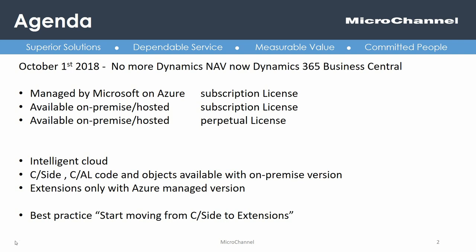And the other thing that will be of interest to NAV clients is that the on-prem version still has access to CSide and CalCode and all the NAV objects. So if you've modified your NAV solution, those modifications can probably be brought forward as CSide extensions. But bear in mind that moving forward, Microsoft is recommending and using extensions only as the way for development. So best practice will be to start moving away from CSide no matter which version you're on.